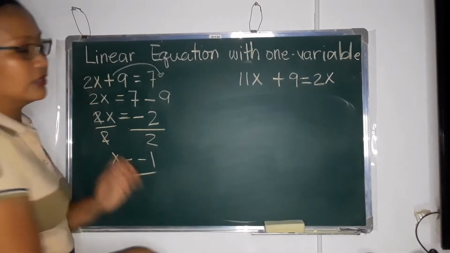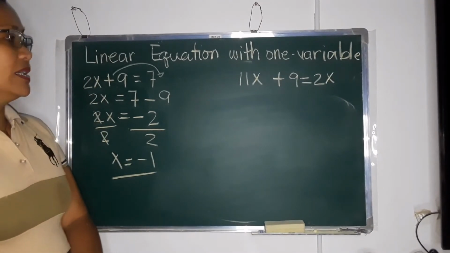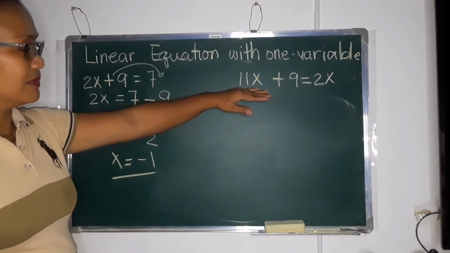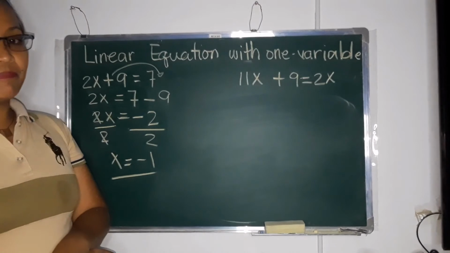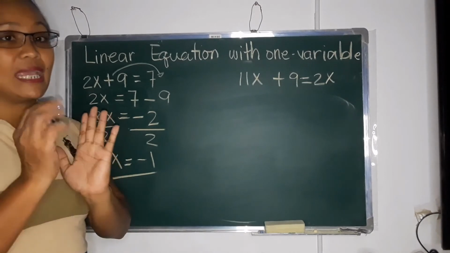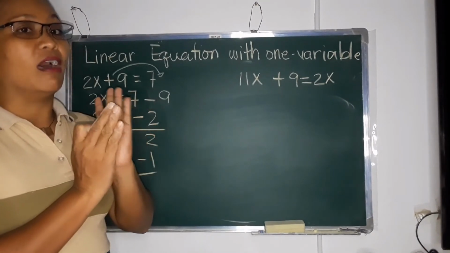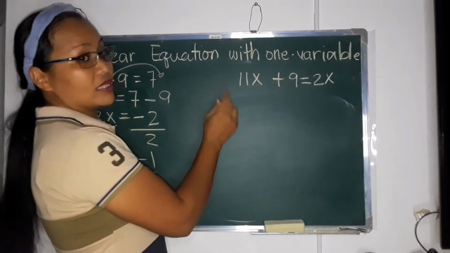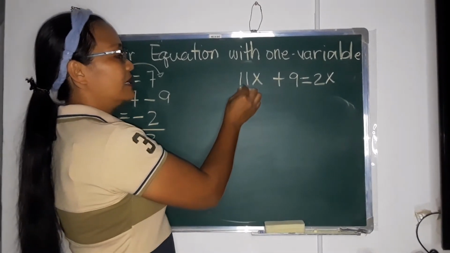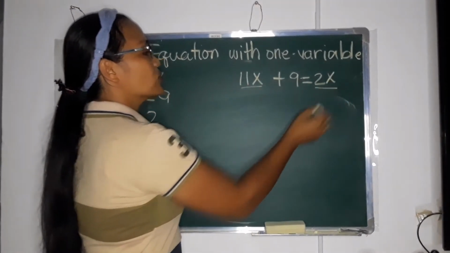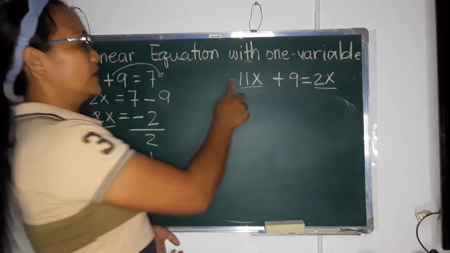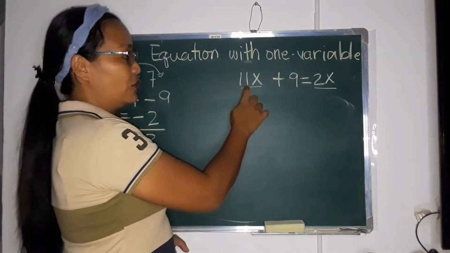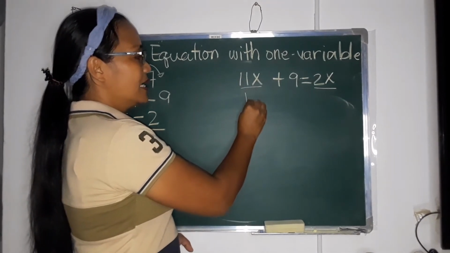Now let's proceed to example number 2. So if you notice, we have 11x and 2x. First step, combine like terms. When we say like terms, both are the same. So what are those like terms here? We have 11x and 2x. Why? They are both x and x. Okay? So 11x is greater, so still remain on the left side.